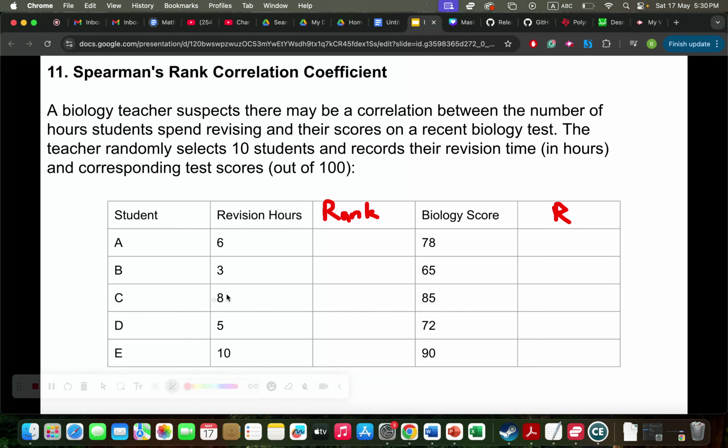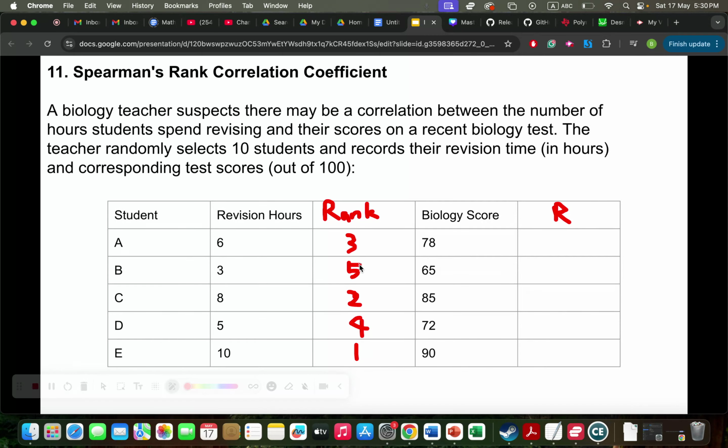Now, what you need to do is to rank the revision hours and the biology score, and you need to do it consistently. Let's say for the revision hours, I'm going to rank the highest revision hours to be rank number 1. So sorry, this is rank 1, then this will be rank number 2, then this will be rank number 3, this will be rank number 4, and this would be rank number 5.